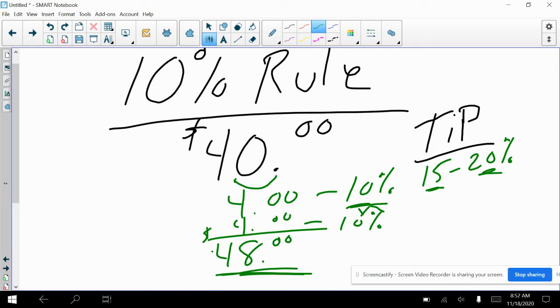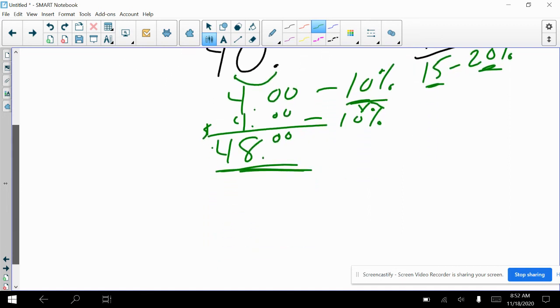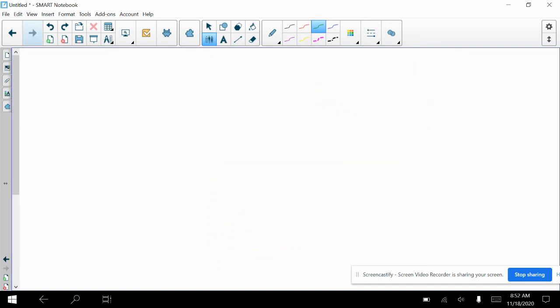Does that make sense? Okay. You're okay with the 10%? I mean, that's pretty easy, right? Okay. So let's talk about a little bit of a harder bill. Let's be honest, bills aren't always $40, right? So let's say we come out with $37.19. A little bit harder, but somebody just said that a little bit earlier.